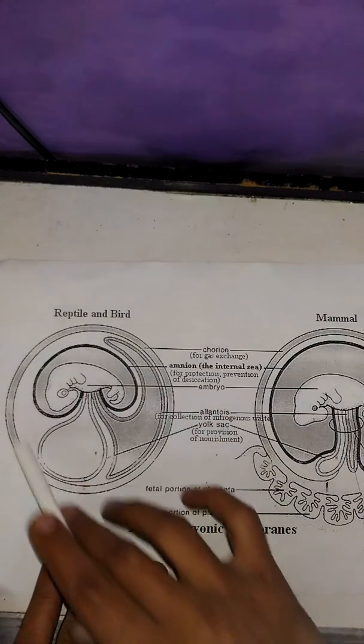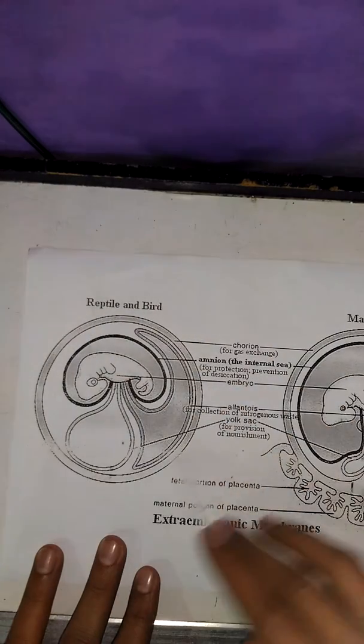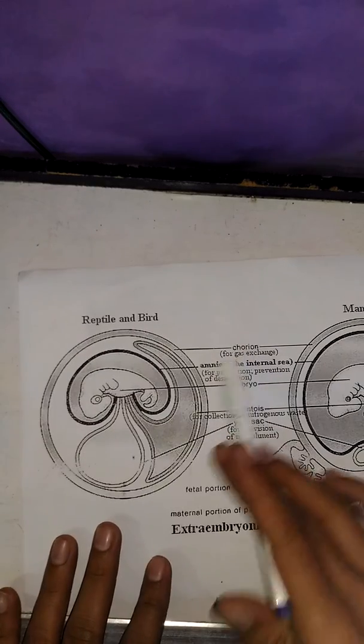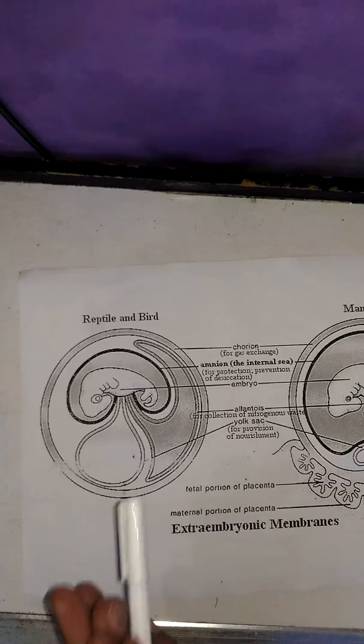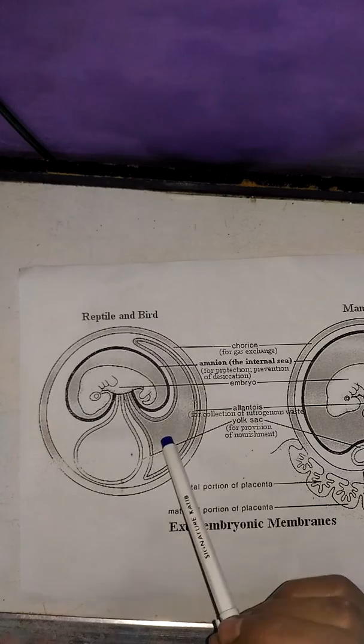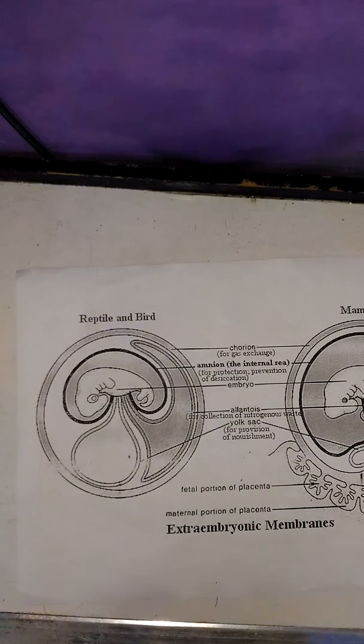And there is a fourth sac, the bigger one, and this circular line you can see is the chorion or chorionic sac. This covers all these three sacs. So we have discussed four sacs: the yolk sac, allantoic sac, amniotic sac, and chorionic sac. This was the embryo of a reptile and a bird.